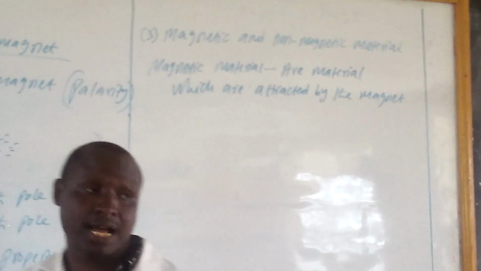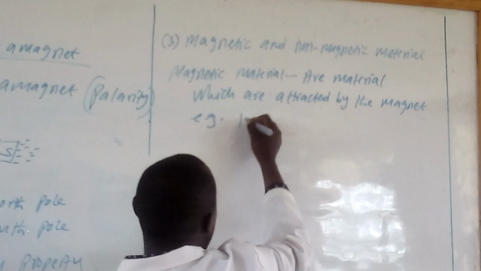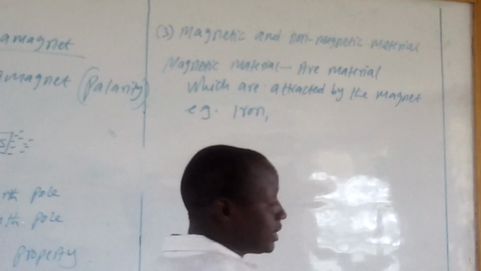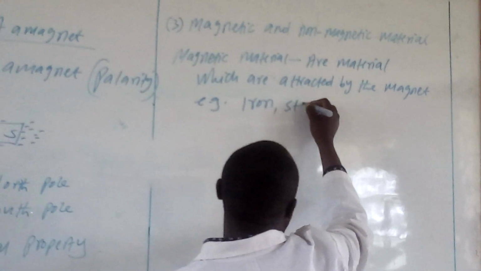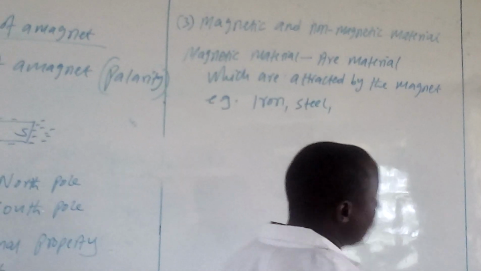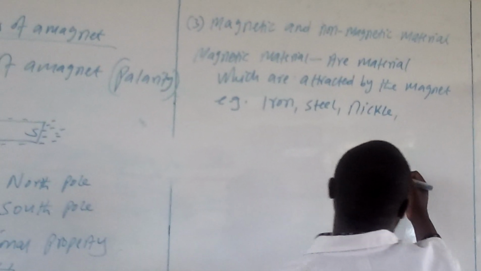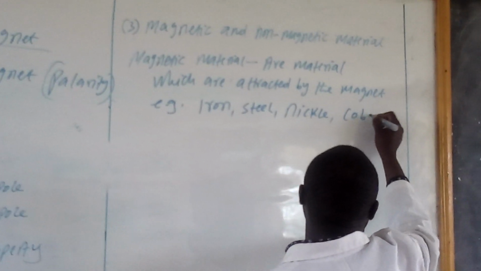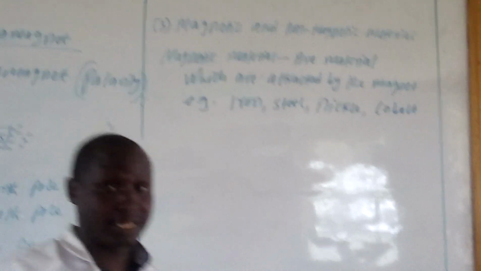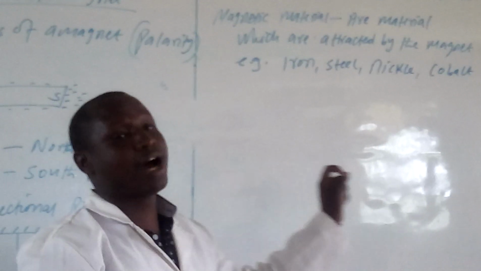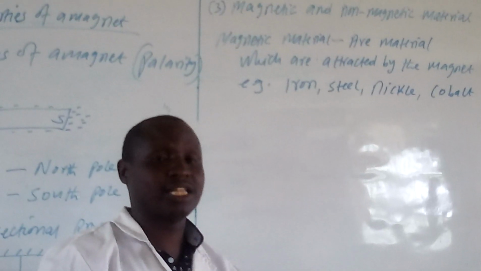What are some examples of magnetic materials? The first one, examples: we have iron, steel, nickel, and copper, and so many others. We have so many magnetic materials. So magnetic materials, we have said, are materials which are attracted by the magnet.